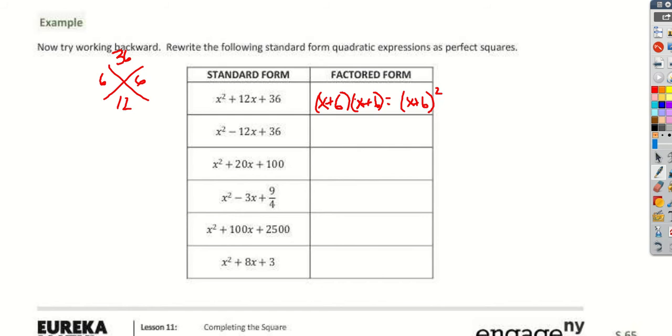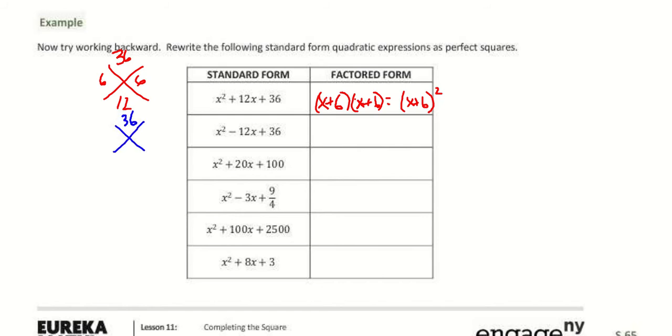Easy enough, right? So if it's minus 12x, positive 36, minus 12, that means it has to be two negative numbers here, and negative 6 and negative 6 works this time. So this becomes x minus 6 and x minus 6 as my two factors, which you can rewrite as x minus 6 squared. There's two of those things.